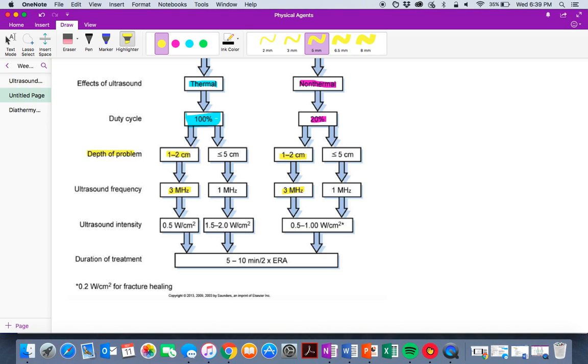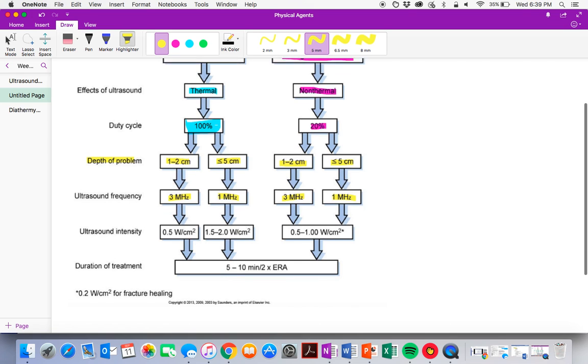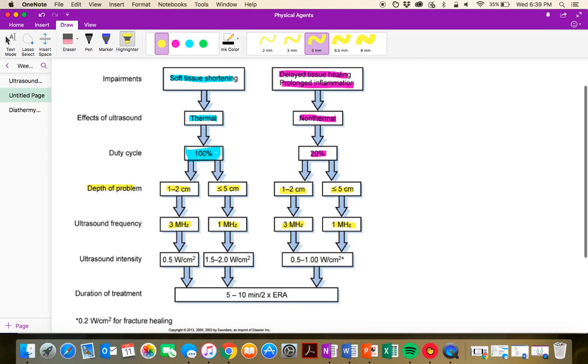Ultimately, 3 megahertz is not going to reach deeper structures, and it is going to be the opposite for structures that are actually deeper. So for deeper structures, we're going to set the frequency to less. We're going to set it to 1 megahertz. Again, that is regardless of the effect of ultrasound.